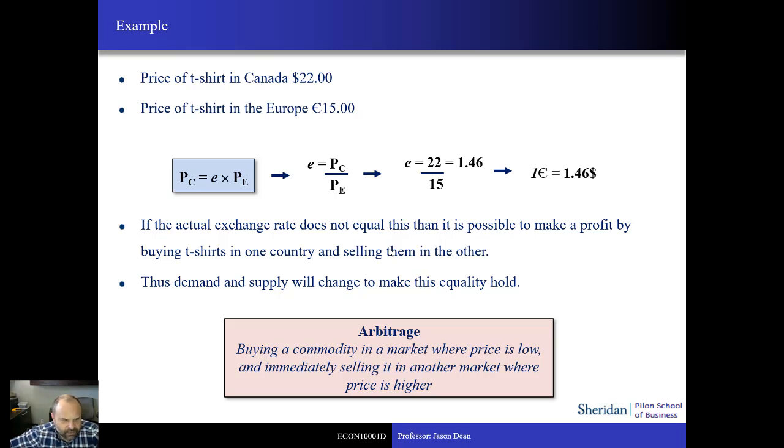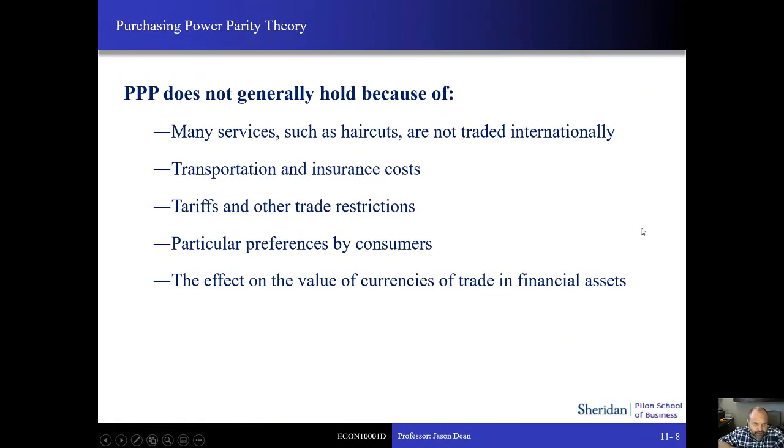But if we had a situation like the stock market where we could generally think that those things would hold, then we would expect arbitrage to result in this thing here holding, and then we would have this thing called purchasing power parity. Of course, purchasing power parity doesn't hold generally because of the following reasons. I've touched on some of these before.